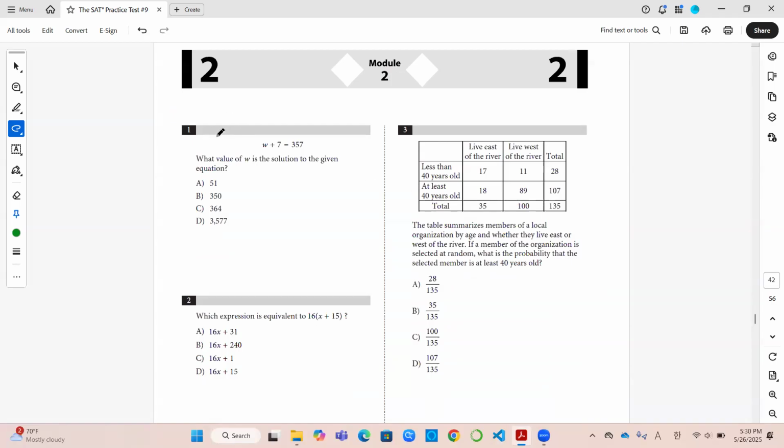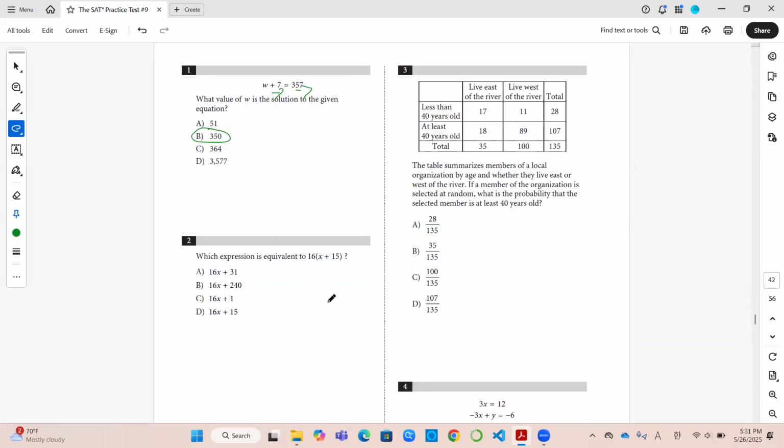Question number one, this is easy. Just subtract 7 and you get W is equal to 350. So B as in boy is correct here.